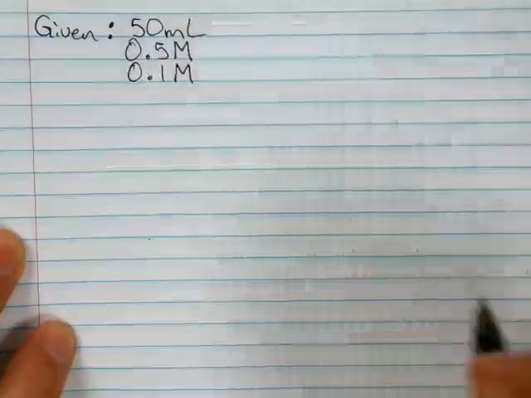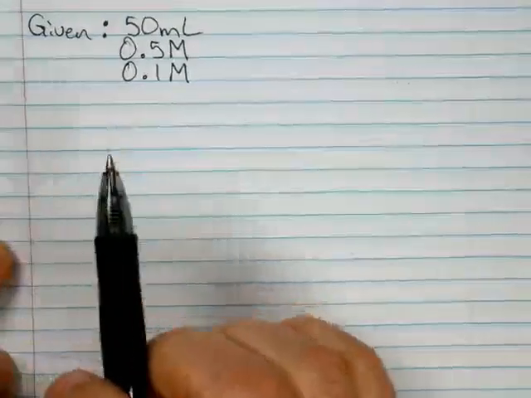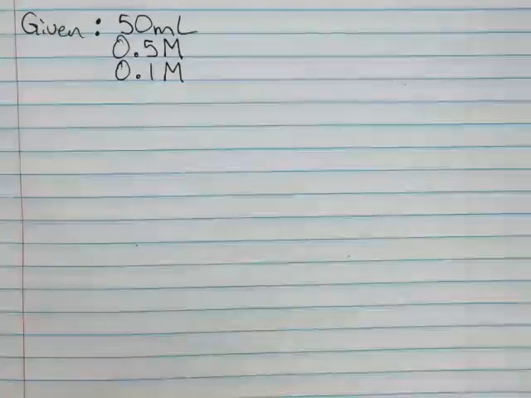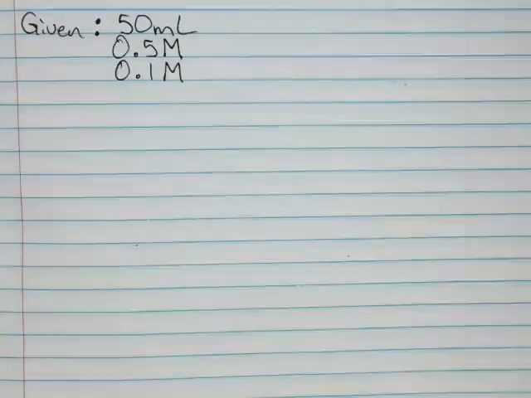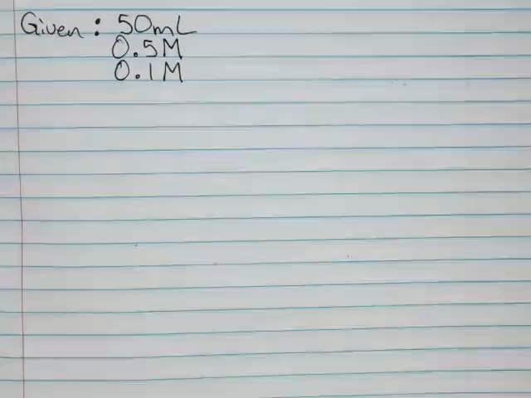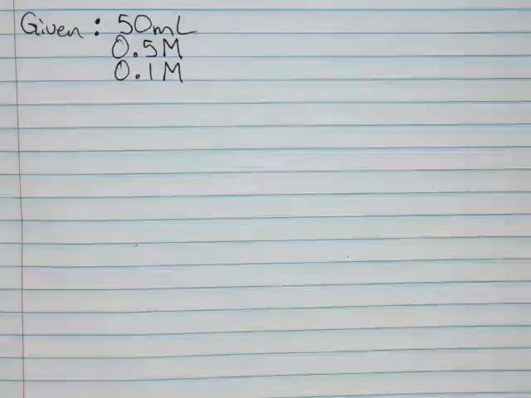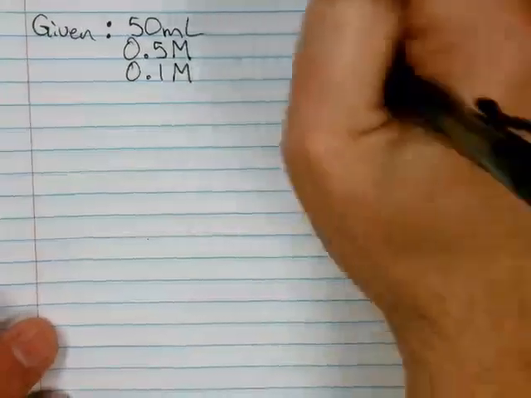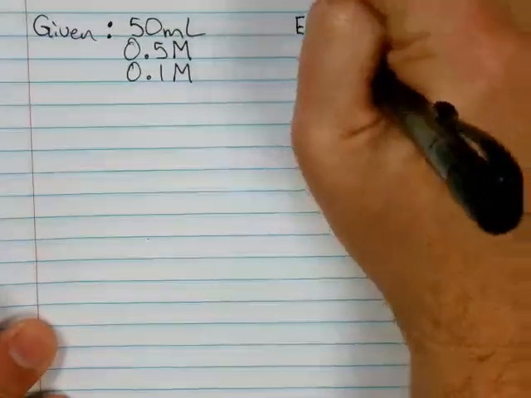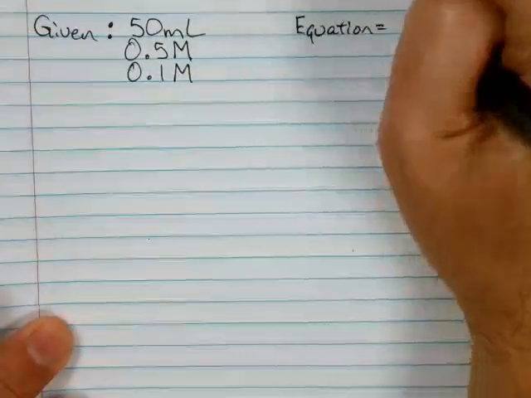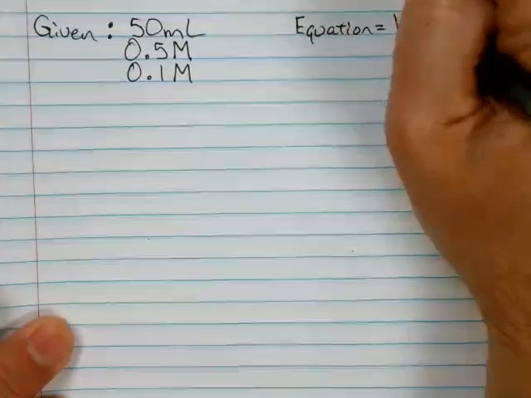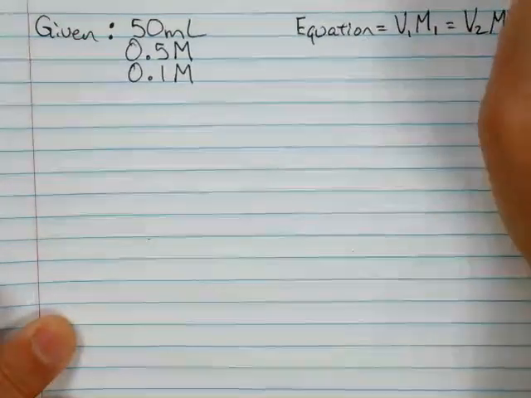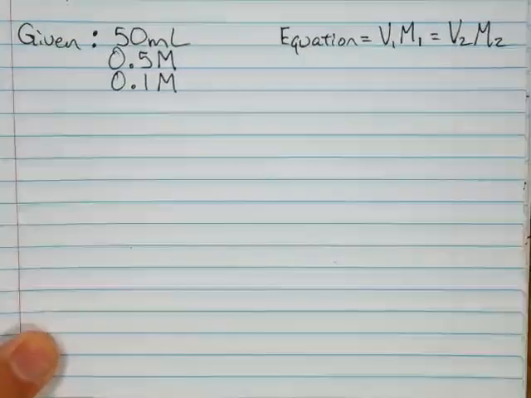0.1 molar. And so when you're looking at that problem, when you refer back to your background section, you have two equations. When you look at those two equations, which one do you think it would be? Calculating molarity or calculating dilution? Dilution. So what's your equation? V1. Yep. Say that one more time. V1 M1. M2, perfect. So that's our equation.